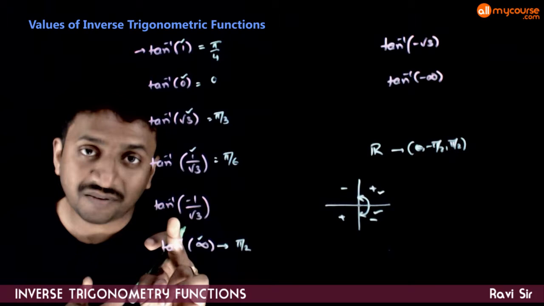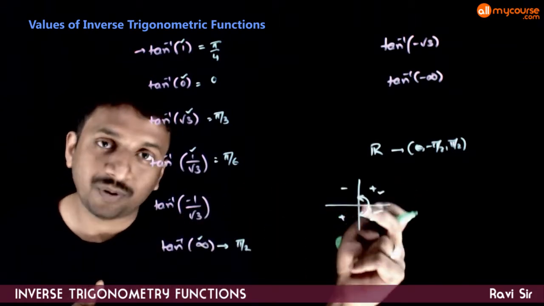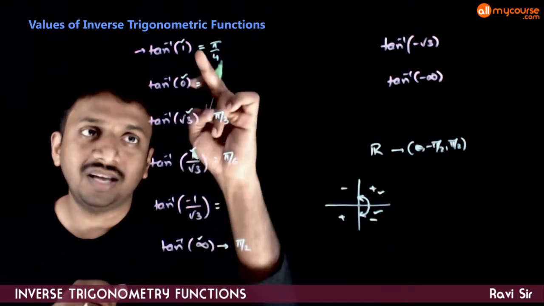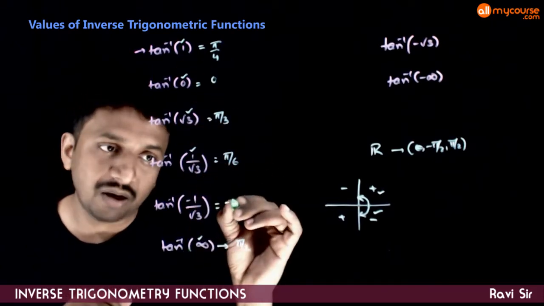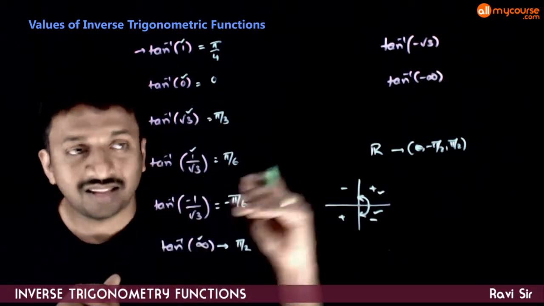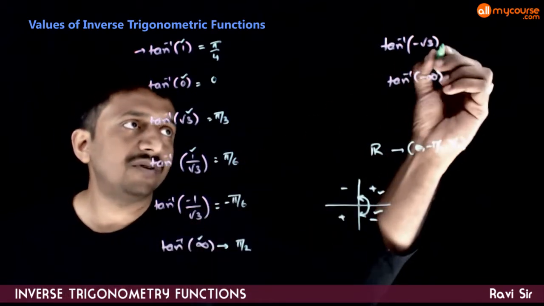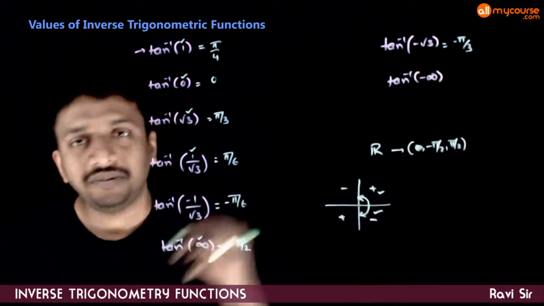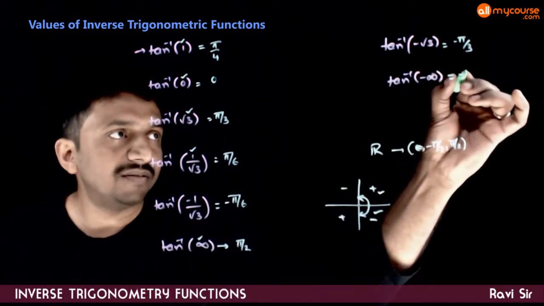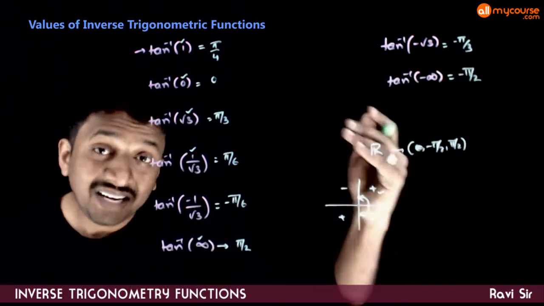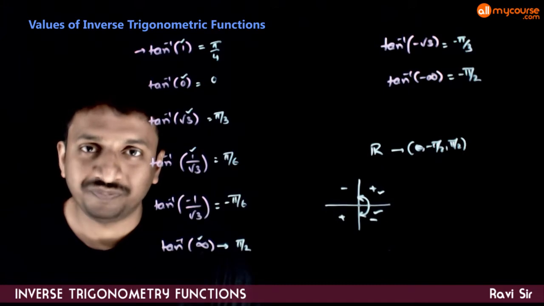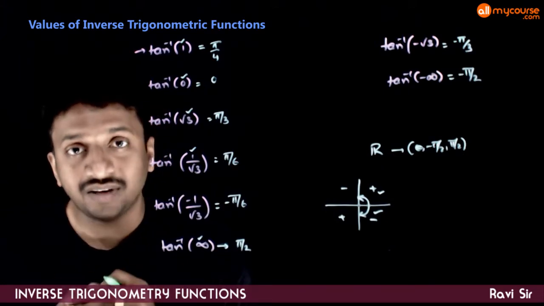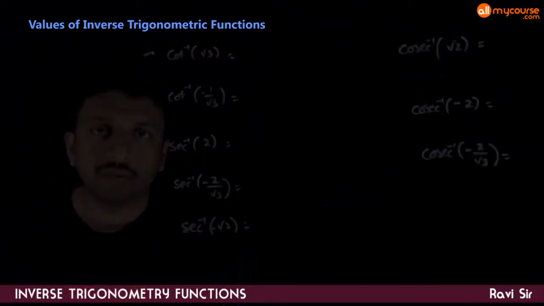Similarly, if you have a negative number, you get an allied position in the fourth quadrant. Tan inverse of minus 1 by root 3 is minus pi by 6, the allied position. Tan inverse of minus root 3 is minus pi by 3. Tan inverse of minus infinity is minus pi by 2. So I hope you're understanding how to find the values of inverse trigonometric ratios.